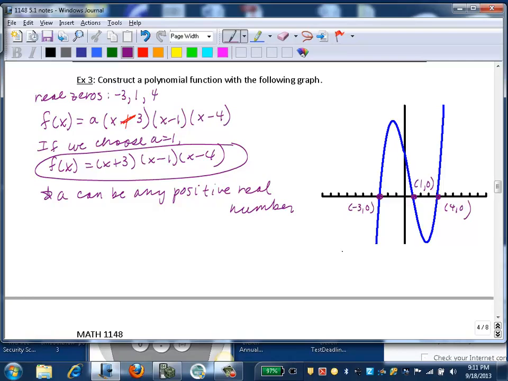Oh, and if you guys want to note your viewing window in here, so when you're looking back in your notes, we went -5 to 5 on the x-axis with a scale of 1, and then on the y-axis we went -30 to 45 with a scale of 5.